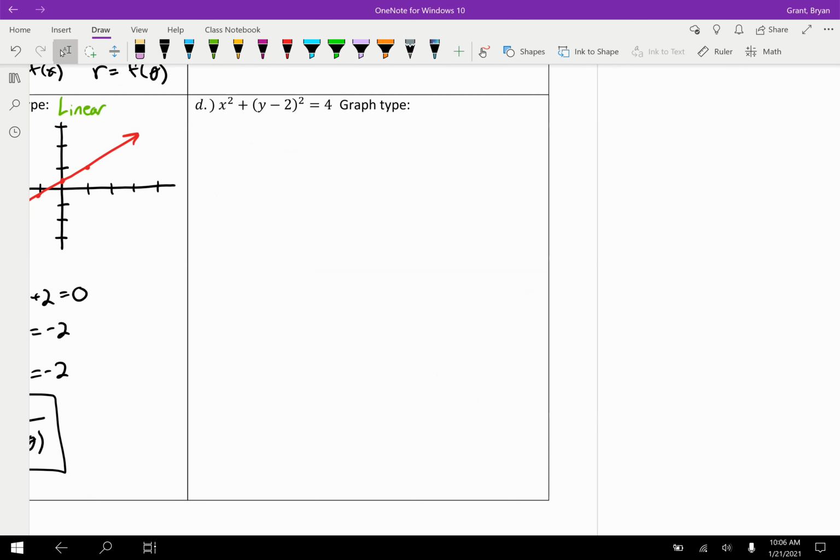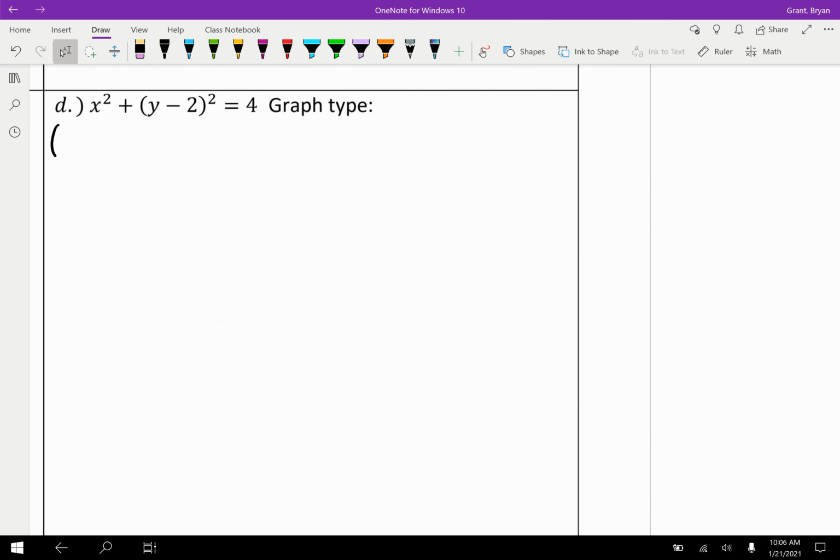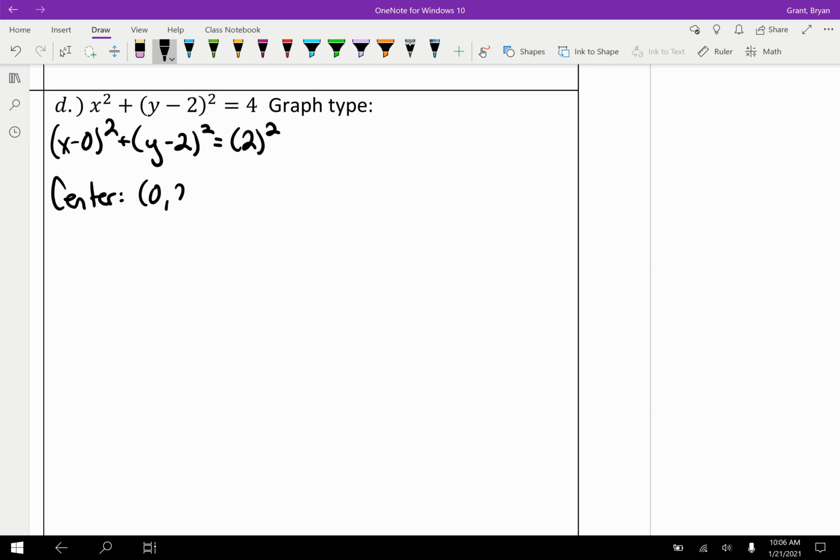This to me looks like a circle again. In particular, it's our circle with x minus 0 squared plus y minus 2 squared equals 2 squared. We always want to write that like the Pythagorean theorem, something squared plus something squared equals something squared. We have our center at 0 comma positive 2 because it's minus h, minus k. We do the opposite of each. And then we know the radius is 2.